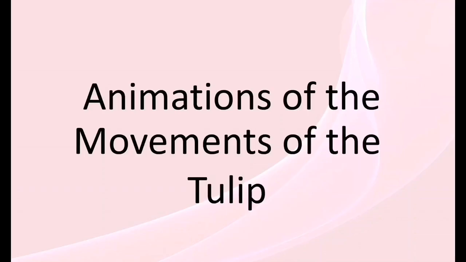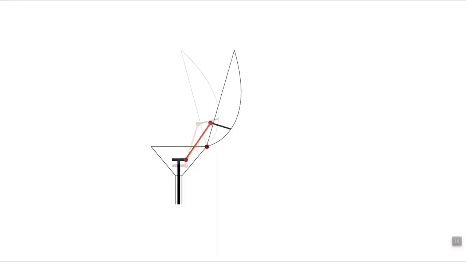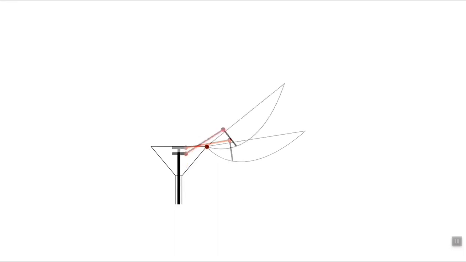Here are some animations of the movements of the tulip. This animation is done in Imagix software. And this is a simple mechanism of how this tulip works. Here we have used a single petal to show the mechanism. You can see there's a piston.